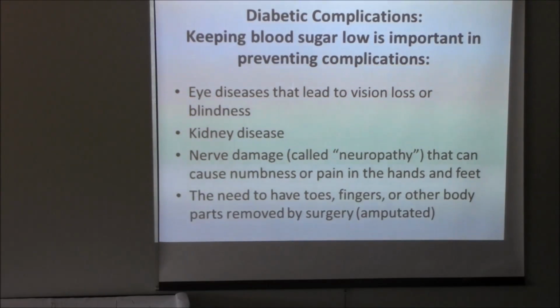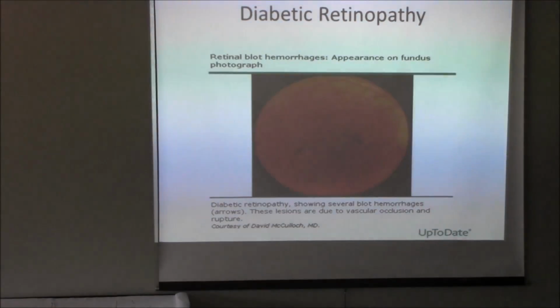Eye diseases that lead to vision loss or blindness. If your sugars are high and low all the time, you have a lot of water going in and out. It's almost like looking under a swimming pool. And you'll have a diabetic tell you, my eyes are blurry, and you'll say, well, is it like swimming under a swimming pool? And they say, yeah. And that's usually because of the blood sugars and the fluid in their eye. Kidney disease, obviously, nerve damage, we call neuropathy, can cause numbness, pain, kind of walking on sponges is how diabetics will talk about how it feels. They may need to have their toes, fingers, and other body parts removed by surgery or amputated because they lose circulation due to infection or lack of blood supply.